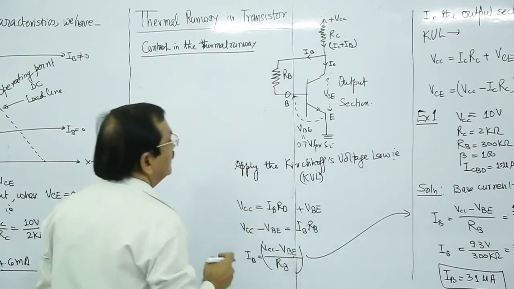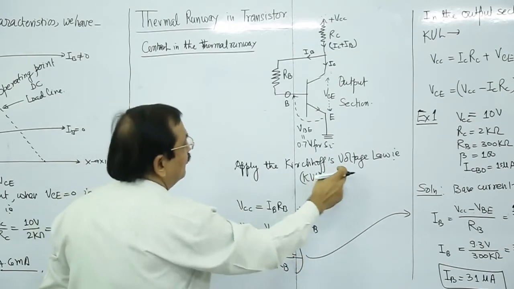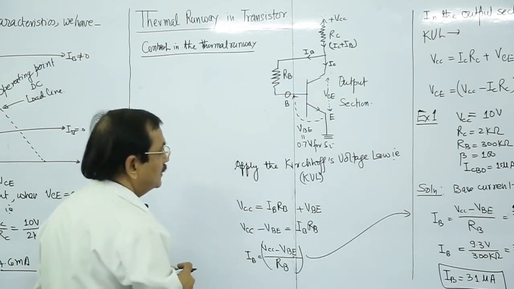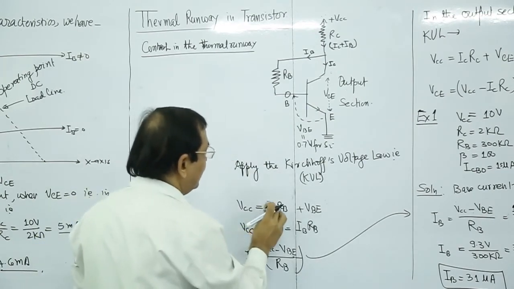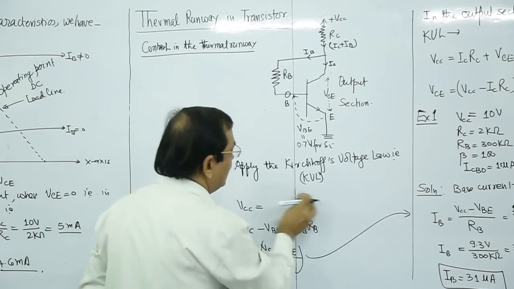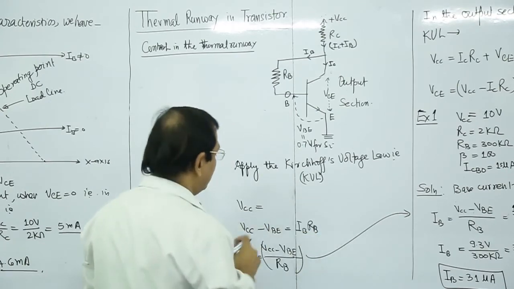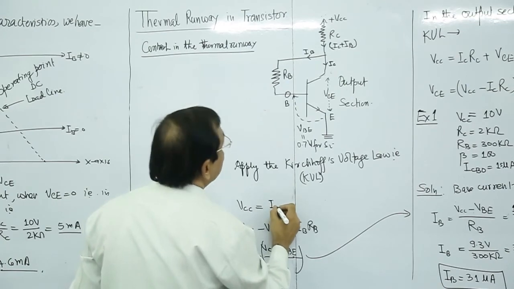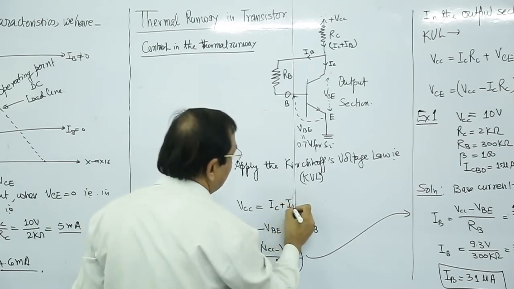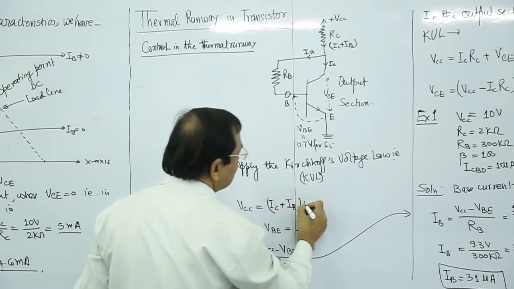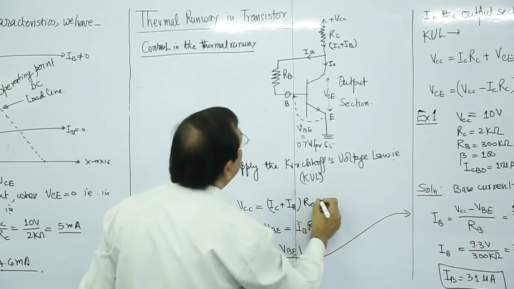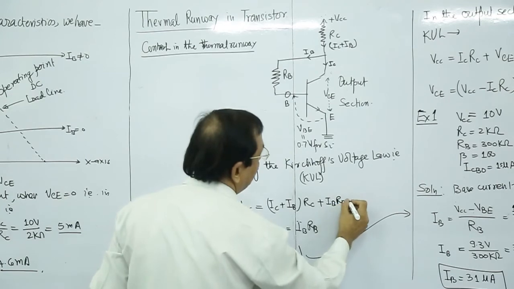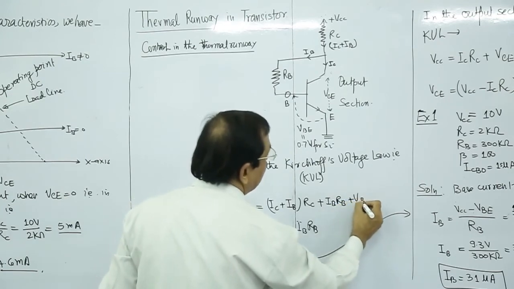So, apply the Kirchhoff voltage law in the input section. In the input section, when we apply the Kirchhoff voltage law, VCC is equal to (IC plus IB) RC plus IB RB plus VBE.